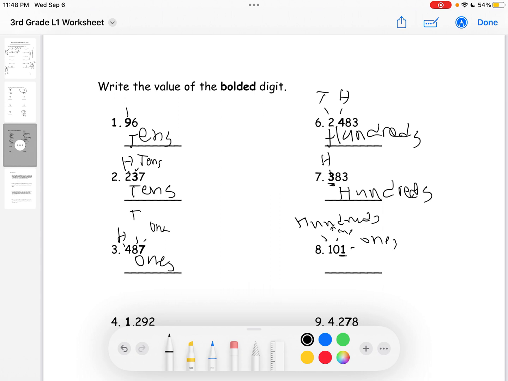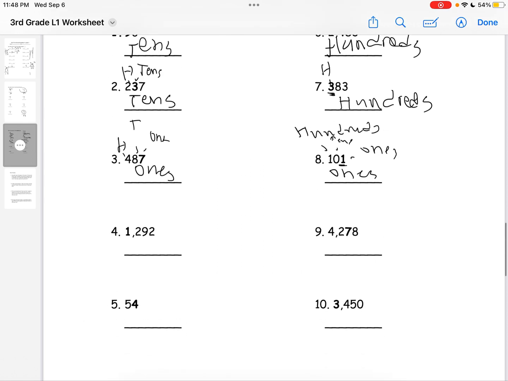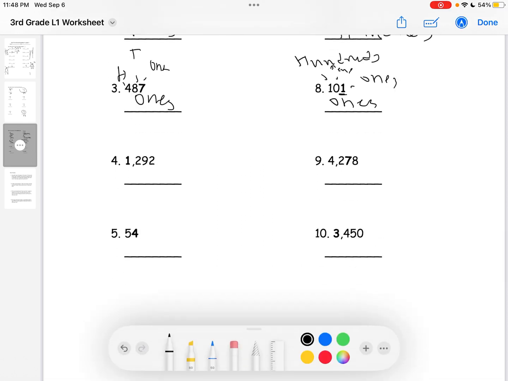And since 1 is the one that's bolded, the answer to number 8 would be 1. We'll do one last one here. We'll do number 10. So we already know that since this has 4 digits in this number, the first number will be the thousands, and it goes on hundreds, tens to ones. But since 3 is the bolder number, it will be thousands. So the answer to number 10 would be thousands.